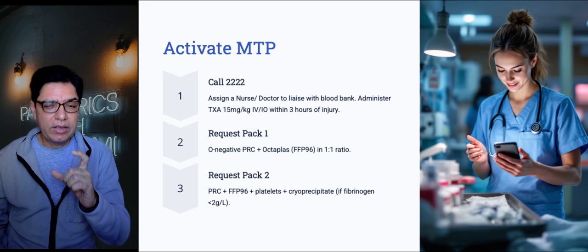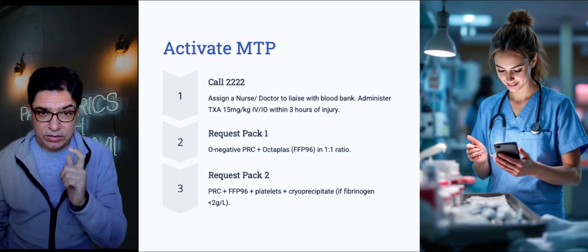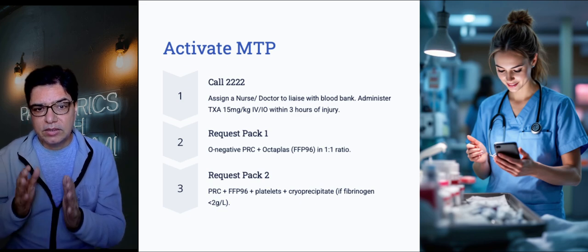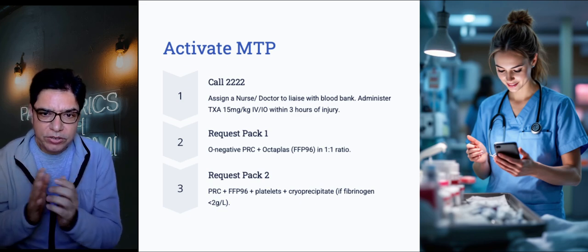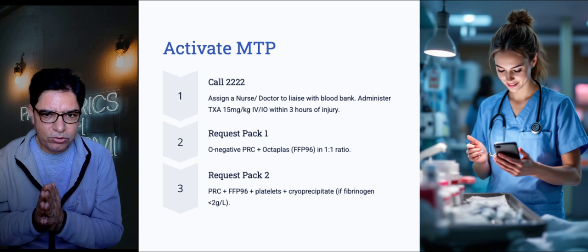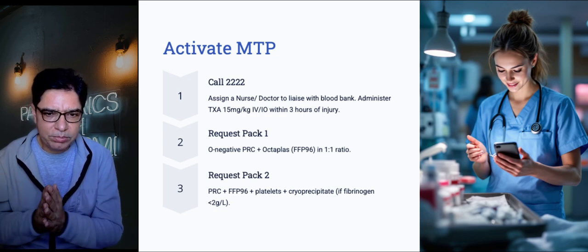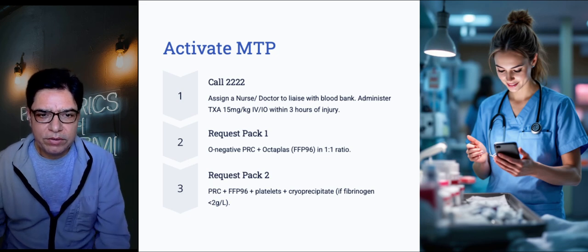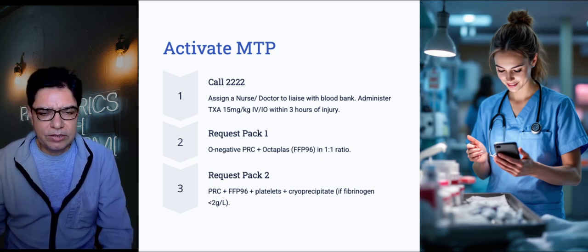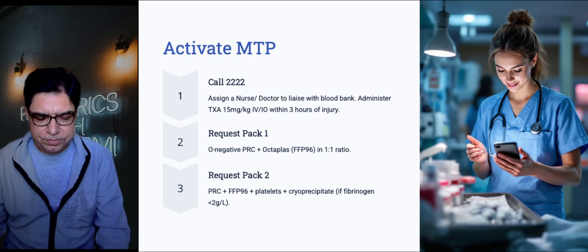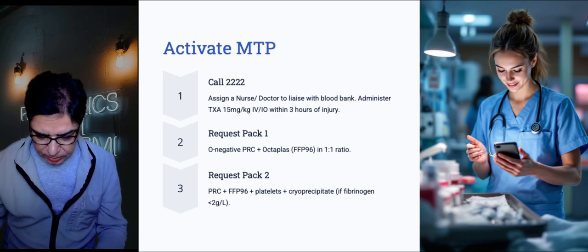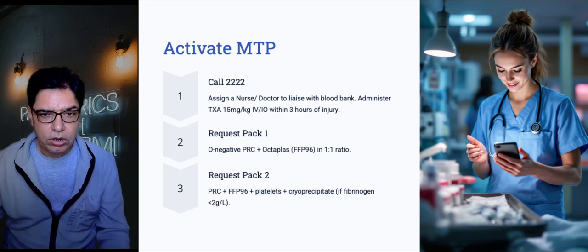But the most important thing here are the pink bottles, and that is for group and save. Very important, cross match and group and save. This is important because if you forget to do it, later on there is no use of doing that, because you will have no idea what the patient's blood group was, and you will have to continue with the O negative. It will be just a wastage of resources. So these are the steps in activating the major transfusion protocol.